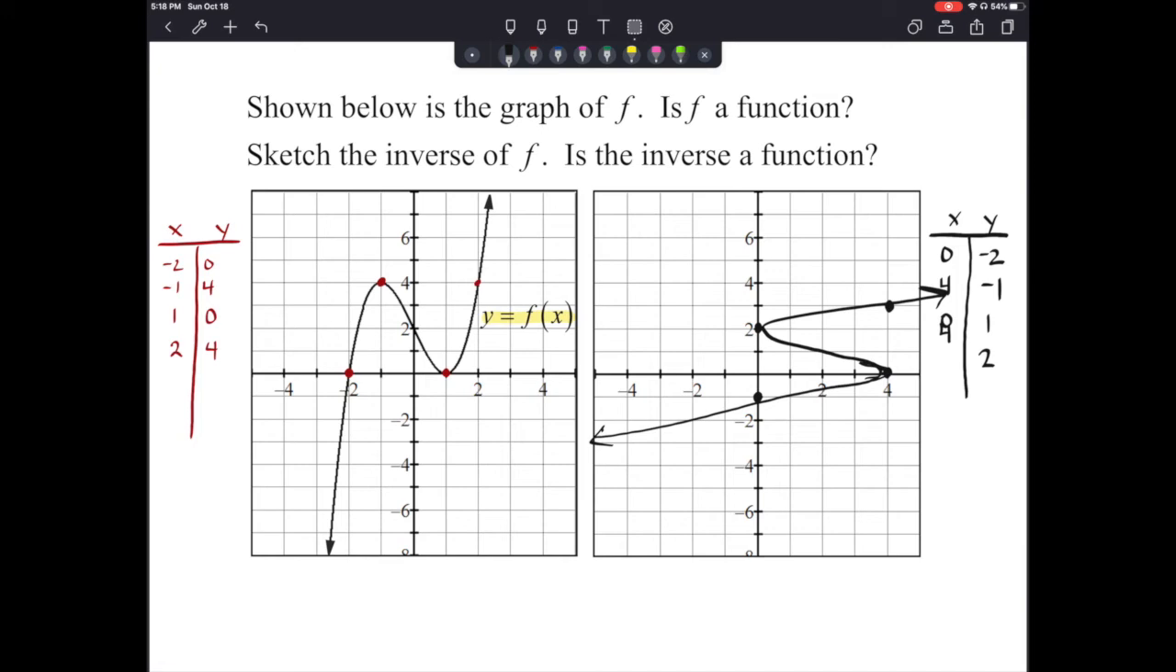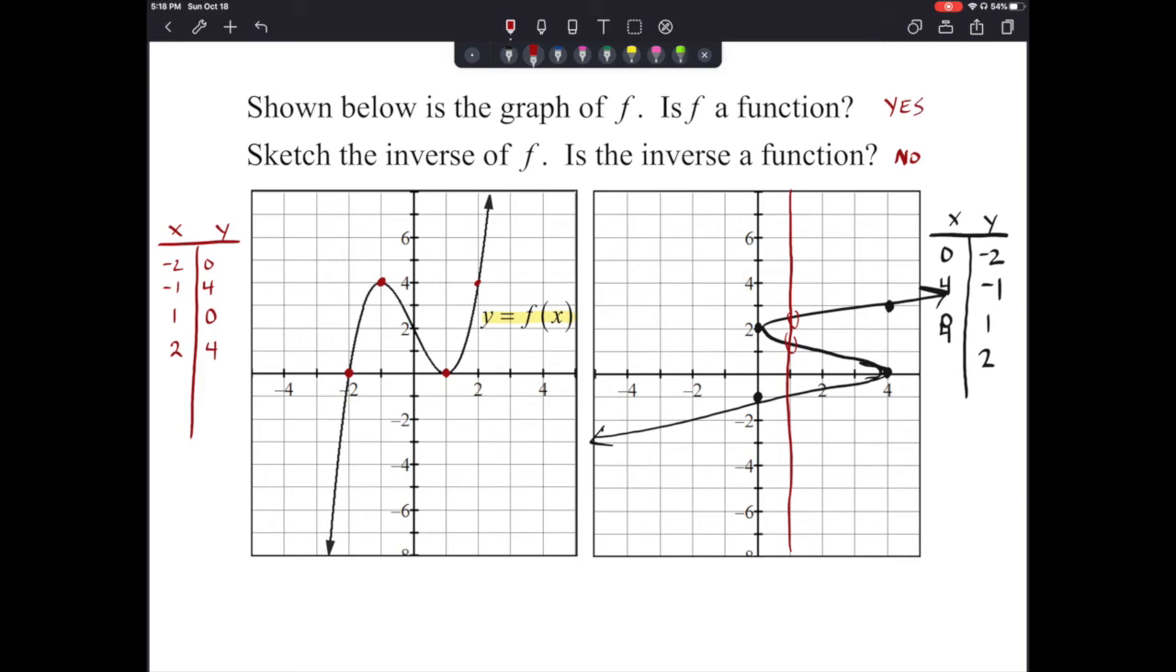Okay, so is the inverse a function? Well, if I take it here and draw a vertical line down through it, you notice I hit it in multiple places there. So is the inverse a function? No, the inverse is not, but the original is, yes.